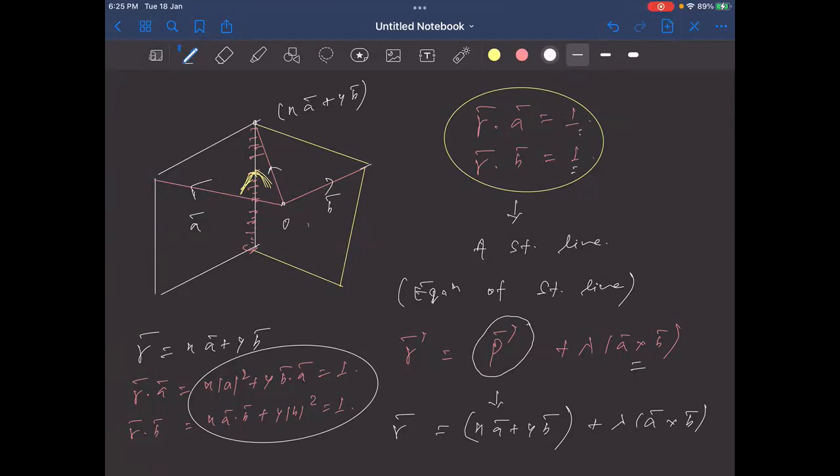Deliberately taking a point which is coplanar. I can take infinite points on the line. Deliberately, I'm taking a point which is coplanar with A and B. Can we take a point on the line which is coplanar with A and B? There are infinite points on the line, but deliberately I'm taking this point only, which is coplanar with A and B. So that point's position vector can be represented as xa plus yb.